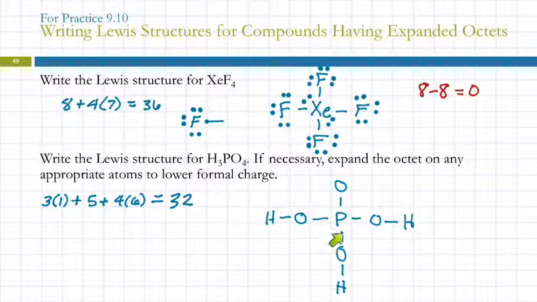Okay, so we got 2, 4, 6, 8, 10, let's see, I lost count. 2, 4, 6, 8, 10, 12, 14. So we'll keep counting. 16, 18, 20, 22, 24, 26, 28, 30, 32. So I put all my electrons around, and I got octets on everybody.